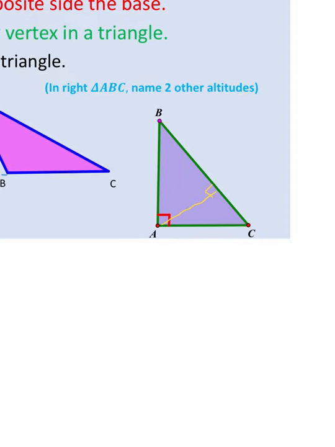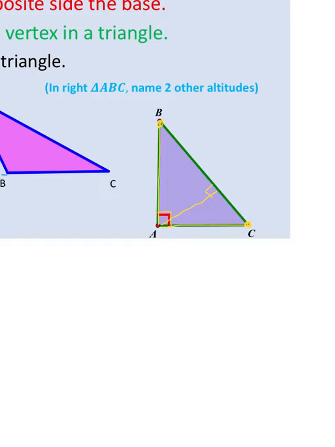Let's consider starting at vertex B. If I wanted to drop an altitude from vertex B to the opposite side, notice what would happen: the segment I'm drawing, would you look at that? It's the leg of the right triangle. Let's look at an altitude from C to the opposite side. If I drew it from C to the opposite side, it's the other leg. And so therefore, in every single right triangle, two of the altitudes are the legs of the triangle.